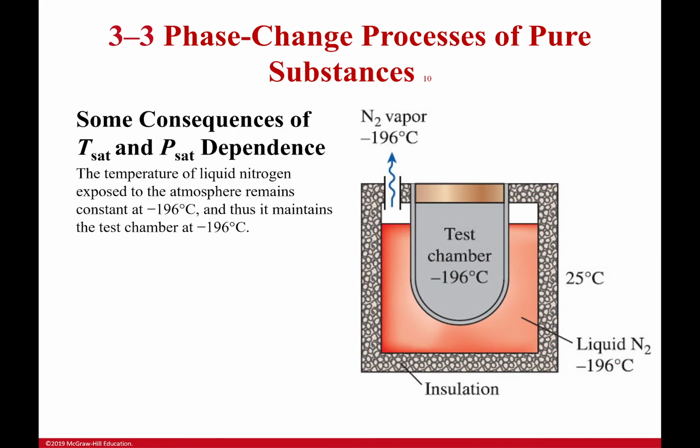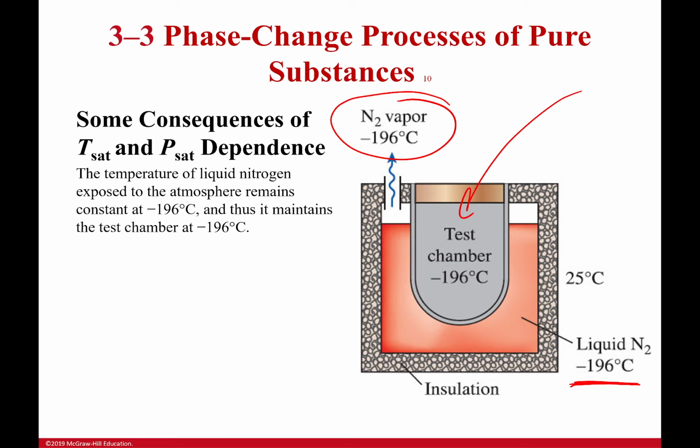Now, some important things we learn about from pressure saturation and temperature saturation. So, if I have a test chamber right here, and I want to keep it really, really cold, well, I would put something really, really cold next to it. If I put liquid nitrogen next to it, liquid nitrogen is at negative 196 degrees Celsius. Now, at our regular standard atmospheric pressure, liquid nitrogen will not stay liquid nitrogen. It's going to immediately begin to vaporize. And you might be thinking, well, if it's vaporizing, then that means that my test chamber is going to start heating up because it's vaporizing.